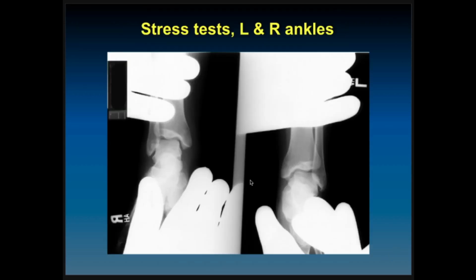Stress tests. Here's her involved ankle, non-involved ankle. So she did have a lateral ankle sprain. The decision needed to be made because we had to go in and look at that piece and probably remove the piece, whether or not she needed a lateral ankle reconstruction, which she did not. So she really didn't have any clinical evidence by X-ray of significant instability.